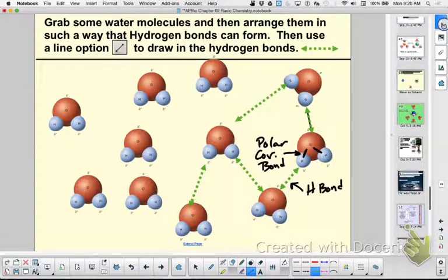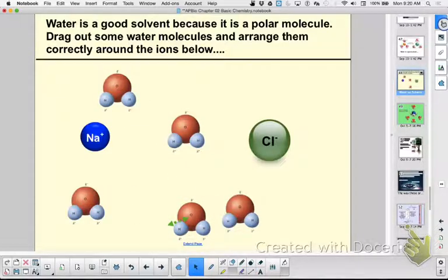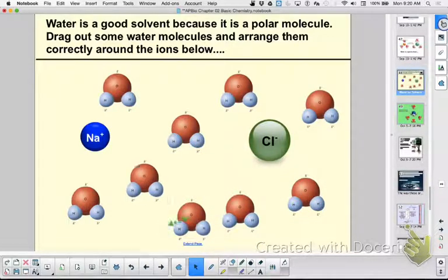I do, it's right here. When you have, this is NaCl, what's that? Salt. So when you throw a bunch of water molecules right here around the salt, talk about how they're going to arrange themselves with your bio buddy. Go ahead. How are they going to arrange themselves?